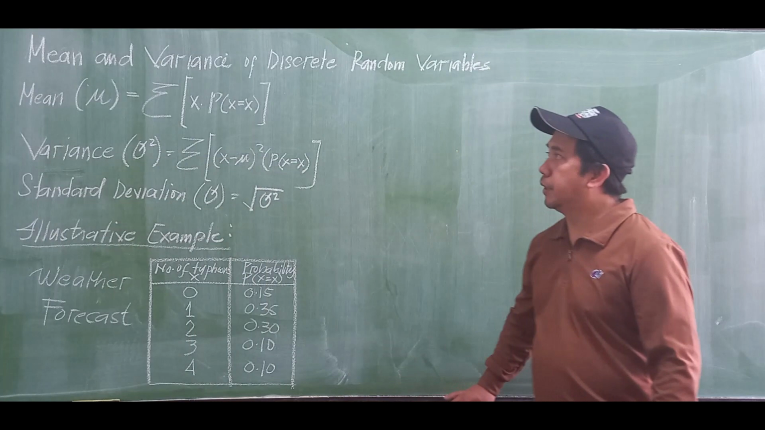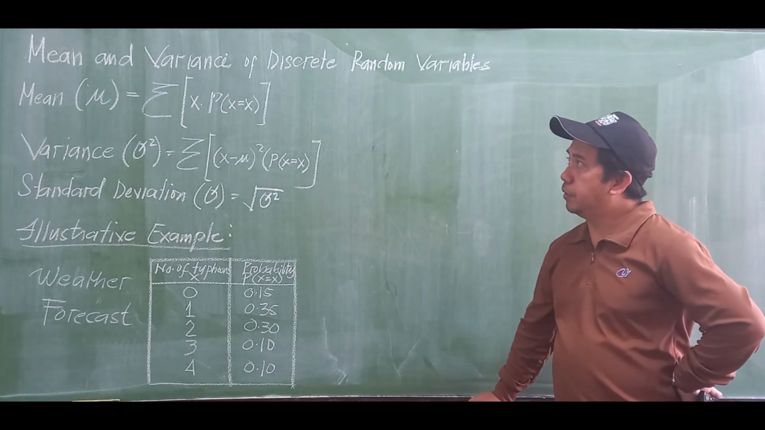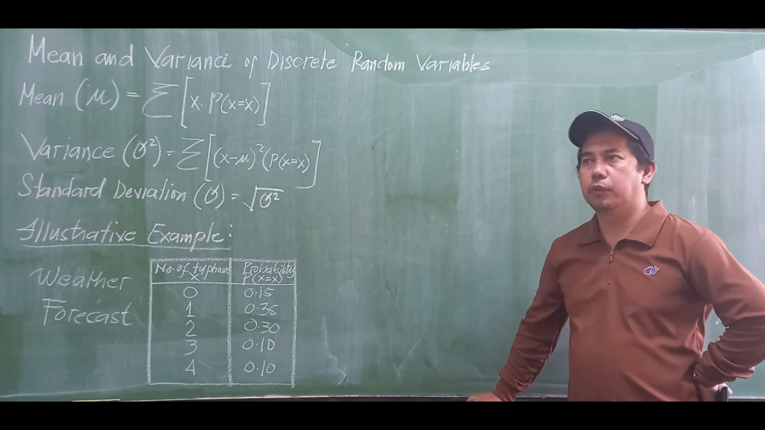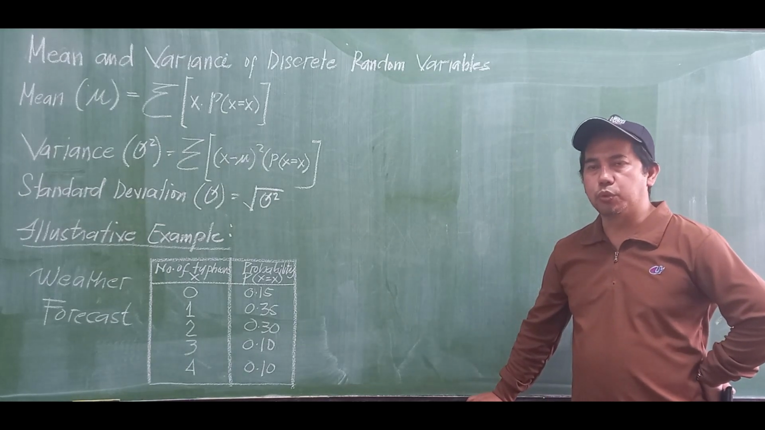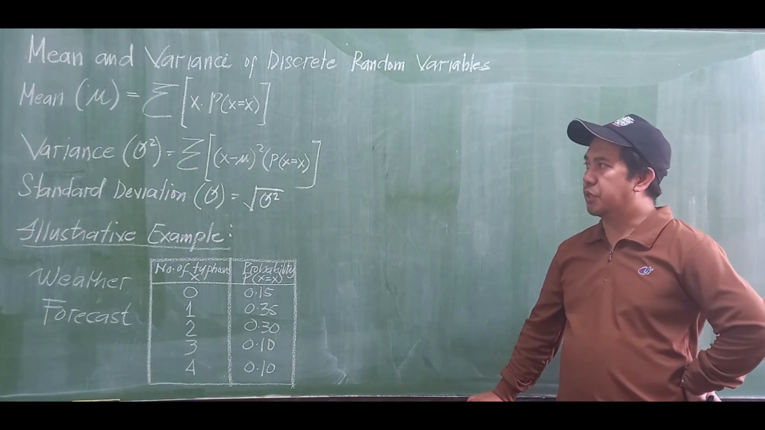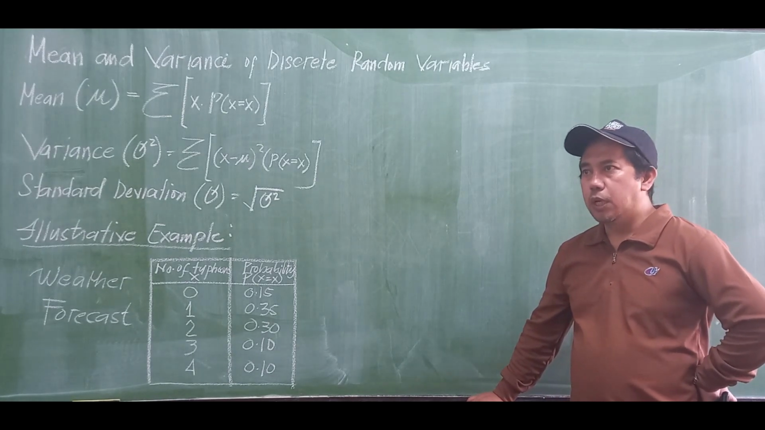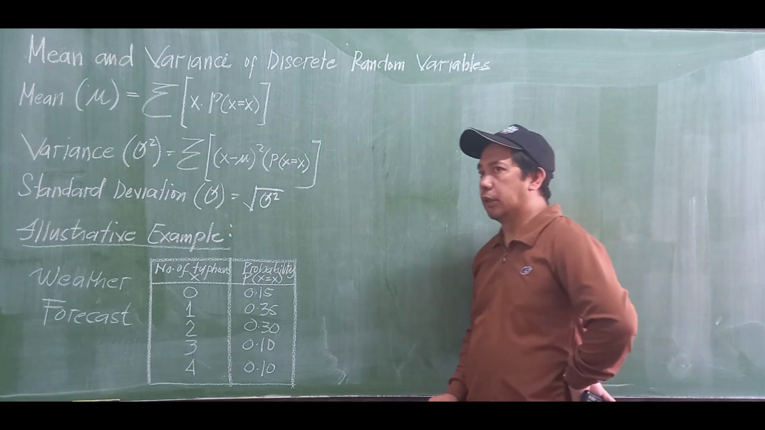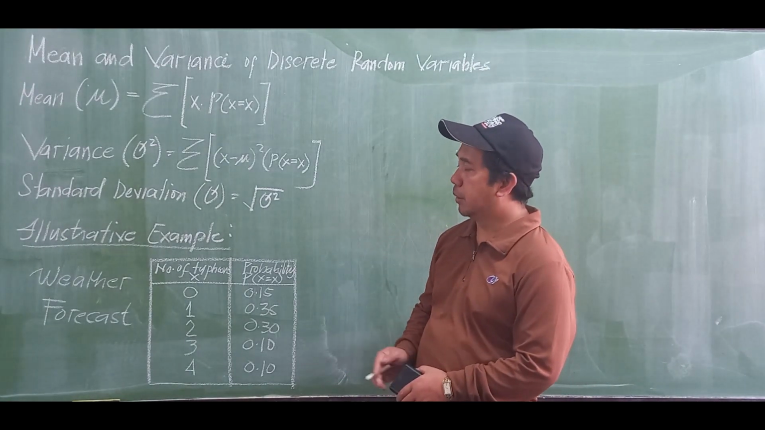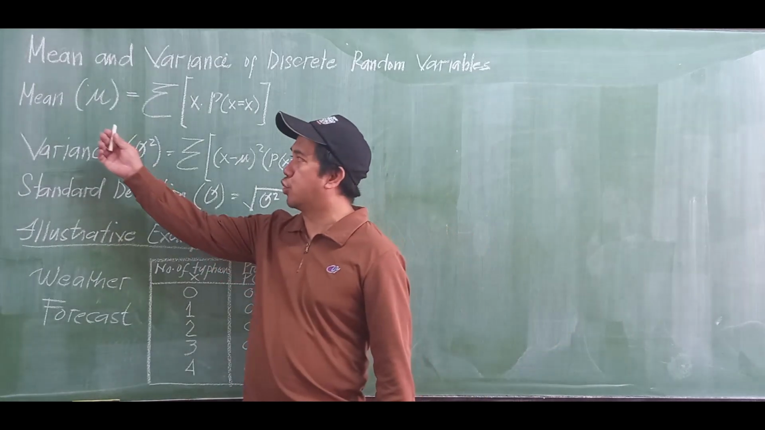Our focus today is how do we compute the mean and variance of a discrete random variable. We have to remember that when we are going to compute for the mean and variance of the random variable, we do have this working equation.